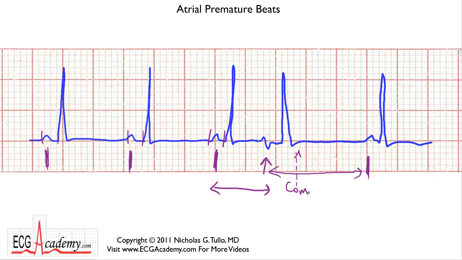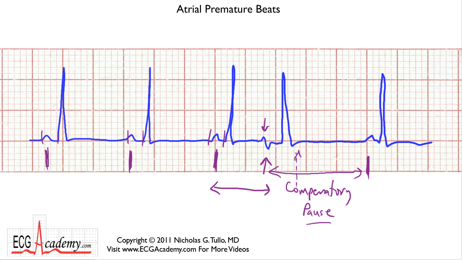resulting in what's referred to as a compensatory pause. Now, it's interesting because many patients will complain about the pauses feeling like their heart stopped for a split second, rather than actually feeling that extra heartbeat. So with a typical atrial premature beat, it's going to be early, the P wave's going to look funny.